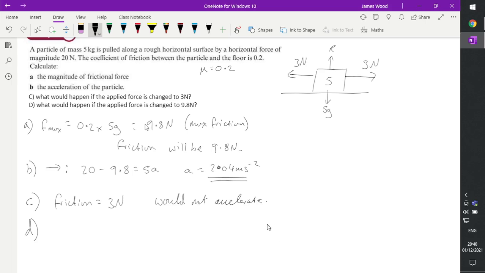So it would not accelerate. What would happen if the force was changed to 9.8 newtons? So now this force here is 9.8 newtons, and then the friction would act to stop it, but it would also be at its maximum friction. So the friction would now be 9.8, but that is its maximum. So if you increase the pulling force any more, then it would start to move. So what we would call this is on the point of moving or on the point of sliding.